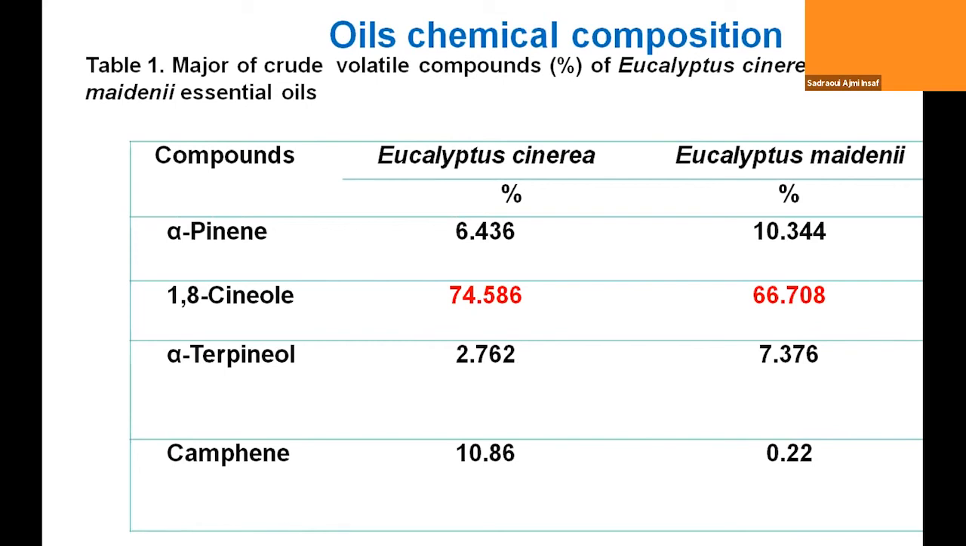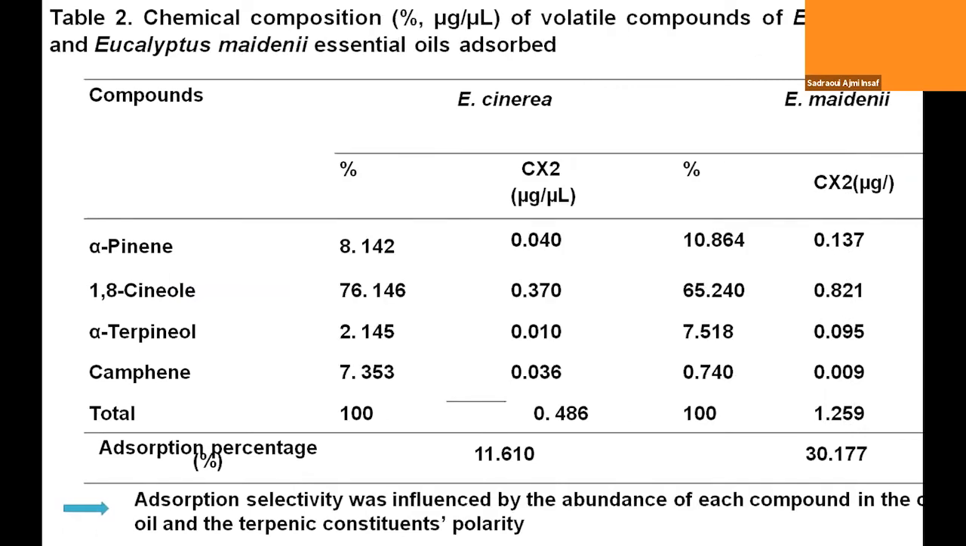Results showed that Eucalyptus cinerea and Eucalyptus maydeni were found to possess similar composition. The major common compounds were 1,8-cineol, alpha-pinene, alpha-terpineol, and alpha-campene. For the adsorbed chemical composition, the results revealed that the major compounds adsorbed for Eucalyptus cinerea and Eucalyptus maydeni were 1,8-cineol, alpha-pinene, alpha-terpineol, and campene. So adsorption selectivity was influenced by the abundance of each compound in the crude oil and the polarity of the terpenic constituents.